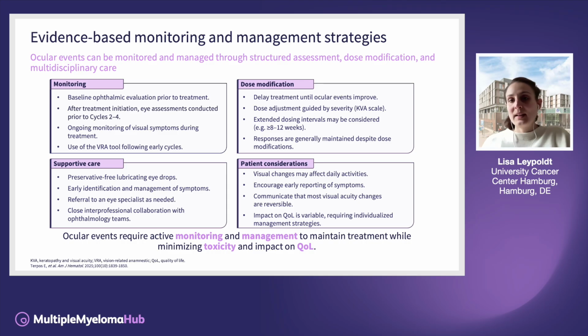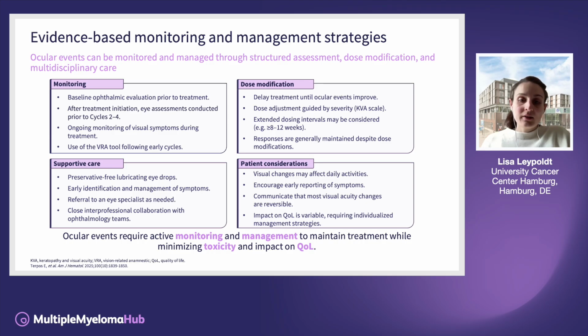You should be guided by the severity of the keratopathy, which is basically on the KVA scale, so the results you get from the eye doctors, and you can extend the dosing up to 8 to 12 or even up to 16 weeks in some cases. Your patients should also do some supportive measures, which is preservative-free artificial tears. This also helps with the dry eye feeling.